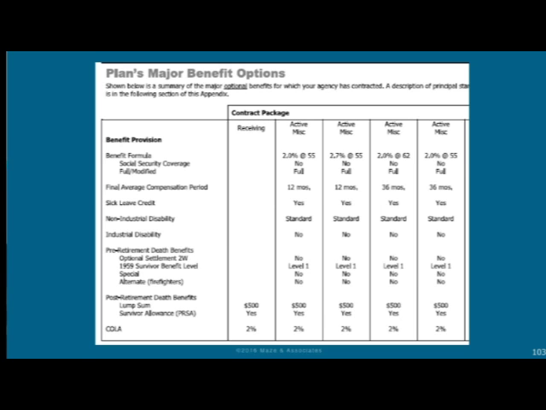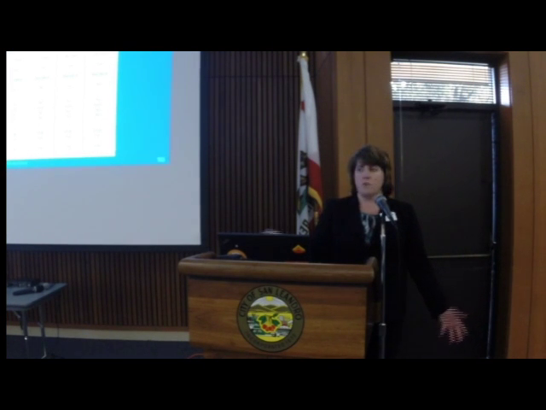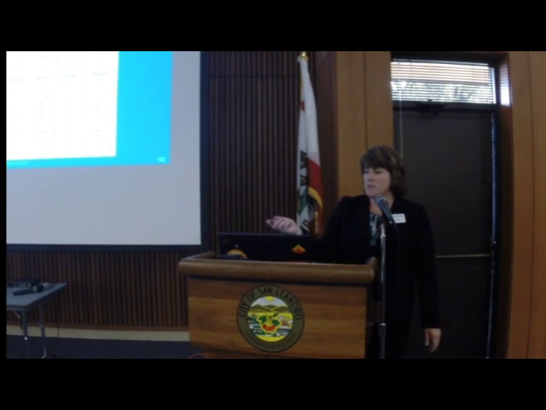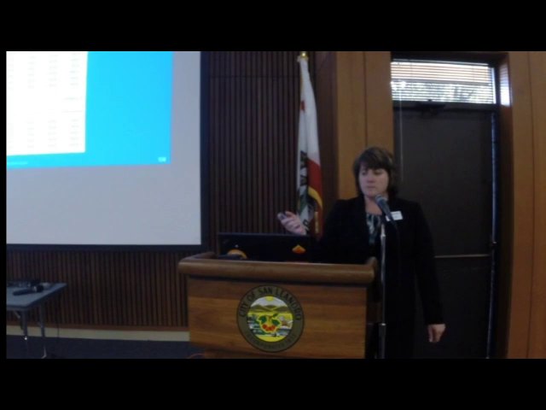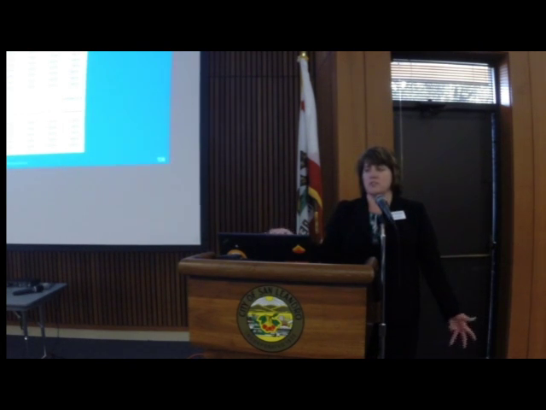In this example from a client, there were 4 different tiers: a 2.0 at 55, 2.7 at 55, 2.0 at 62, PEPRA, and a 2.0 at 55. So they've got 4 potential tiers that may or may not all be active. That's what you can use as your start to figure out which tiers, which information, needs to be disclosed in your financials.